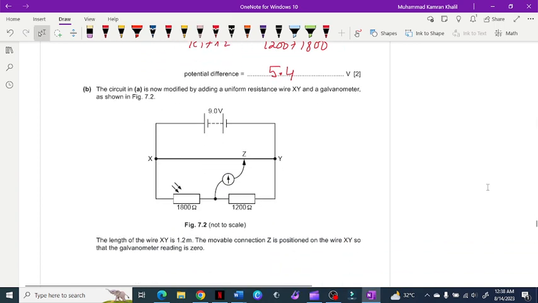Now the next question is related with the potentiometer. The next part related with this question: the circuit is now modified by adding a uniform resistor wire XY. So what is the length of the wire?